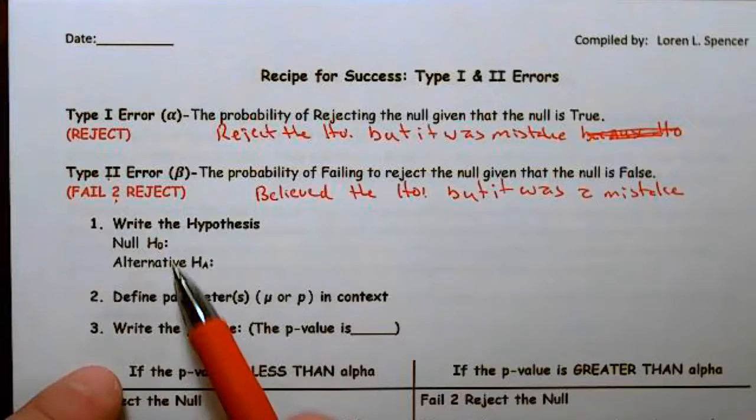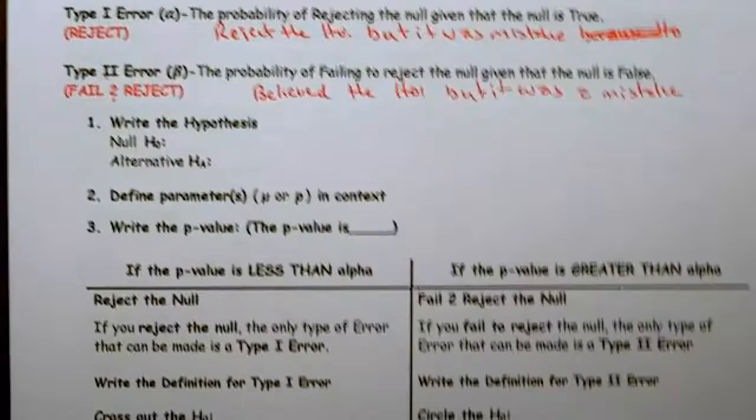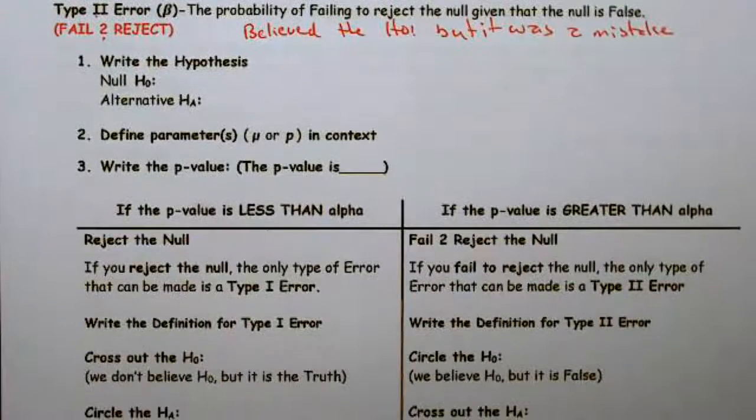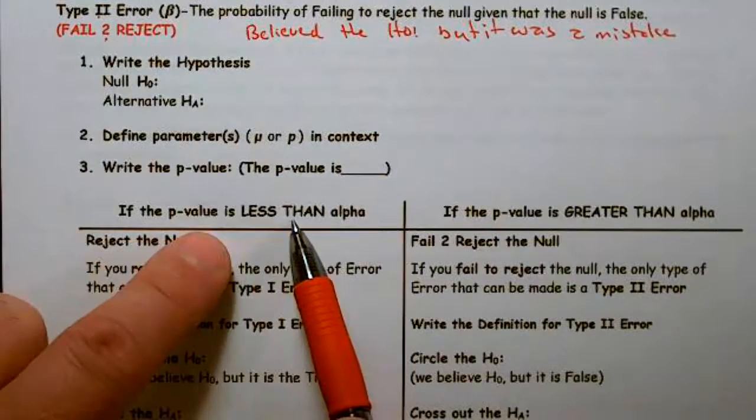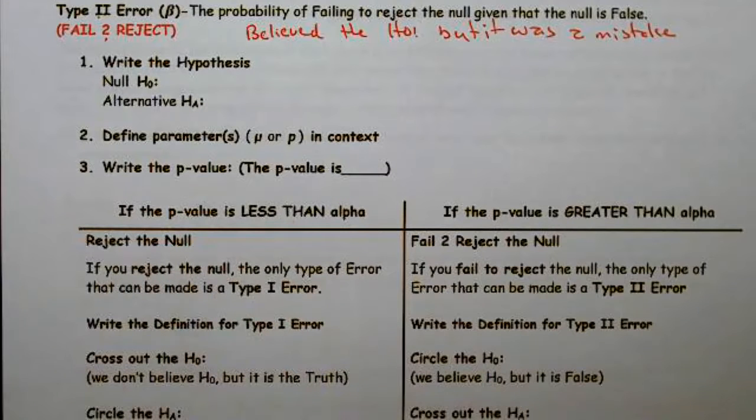We need to write down our null and alternative. Then we need to define our parameter in context. And then we need to write the p-value, etc. And then we have to make our hypothesis test decision. If it's less than alpha, we reject the null, and we're going to go this direction. And once we're in this column, we never cross to the other column.